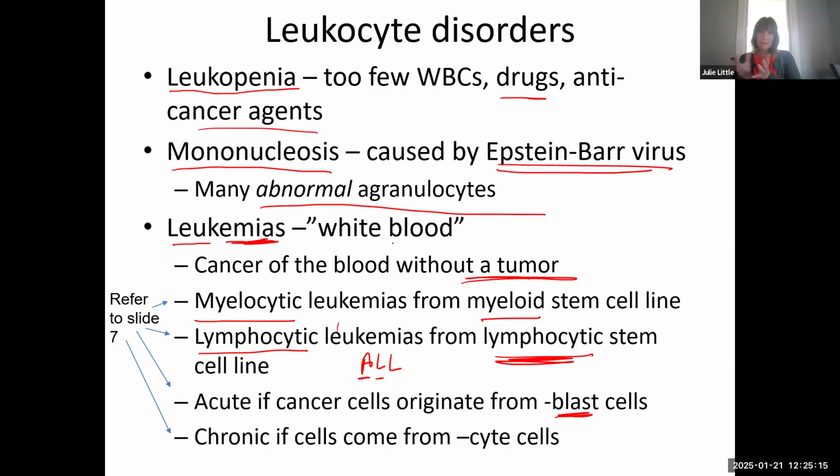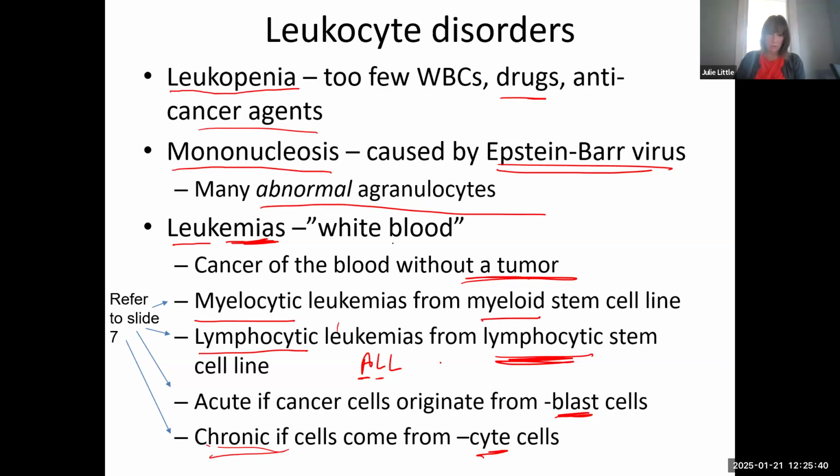And so any cell with the name blast in it, if it goes wrong there, then it's going to be acute cancer. If it's down further in that line, after those blast cells have turned into cyte cells, then we're going to end up with a chronic type of leukemia. And this tends to happen in elderly people. Acute is fast acting, and tends to arise from those blast cells.